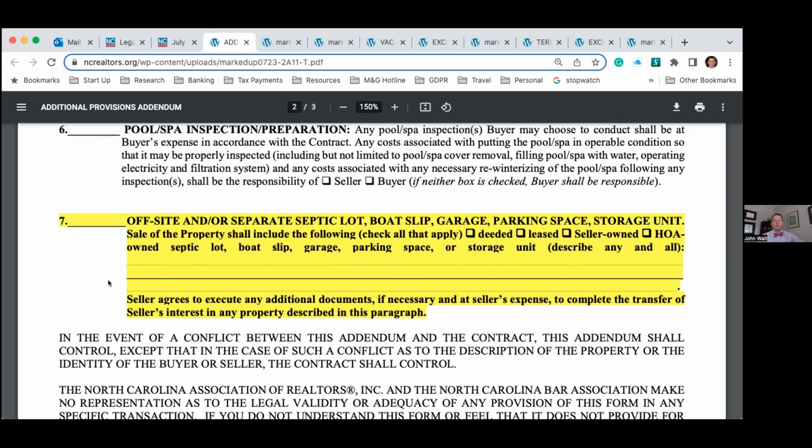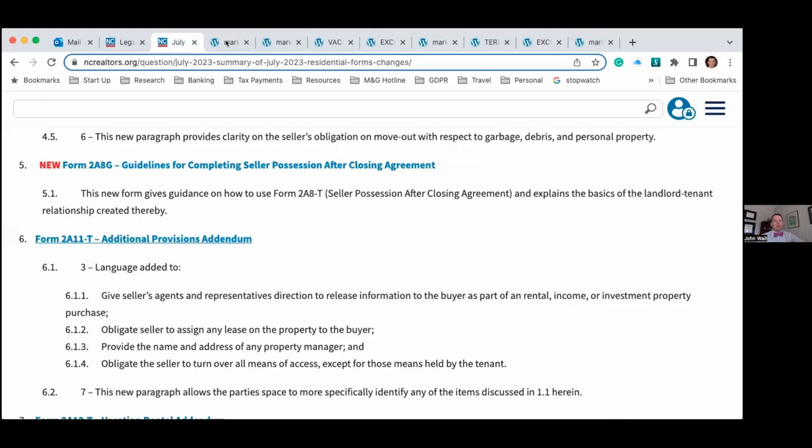And then finally, if you've got an unagreeable seller who maybe needs to execute some extra documents to make sure that the transfer happens for this particular offsite thing, this language here obligates the seller to do that at their expense. So just understand, point out that language to them if you have somebody who's being difficult in that arena. Back to 2T.